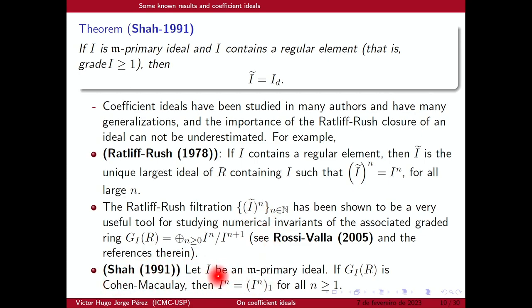Shah proved this: for an m-primary ideal, if the associated graded ring is Cohen-Macaulay, then it satisfies this equality for all m. This result is very, very interesting in the case when I is an m-primary ideal, because the study of Cohen-Macaulayness of the associated graded ring is very important. In this case, we have some contrapositive of this result: we get information when the ring is not Cohen-Macaulay, for example.